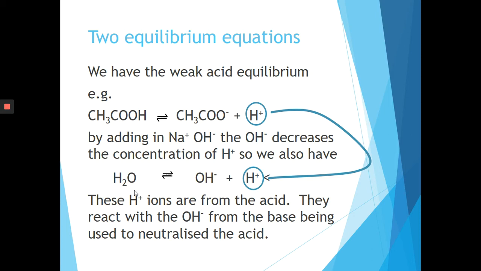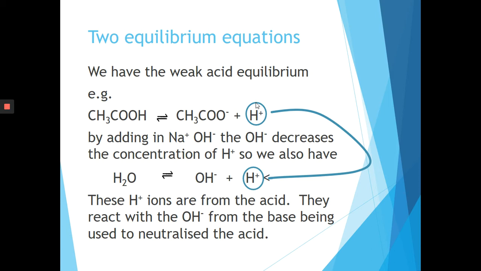However, with my weak acid, when I add in my sodium hydroxide, the hydrogen ions that are present are going to react with the hydroxide ions from the sodium hydroxide. This will mean the concentration of these hydrogen ions will decrease. This is going to upset my equilibrium. If we think back to higher, when we talked about equilibrium, we said that if we decreased something, we would have to shift the position of the equilibrium to counteract the change.